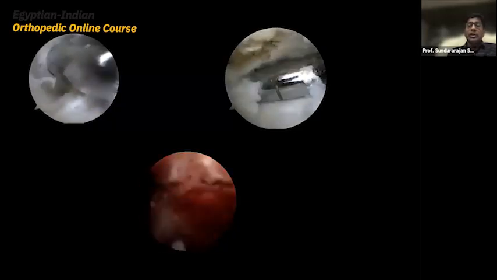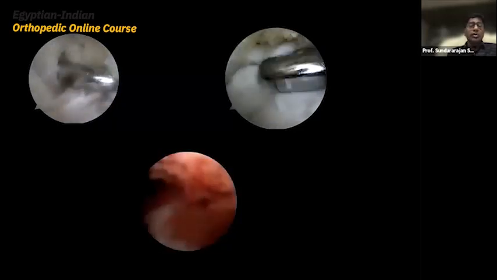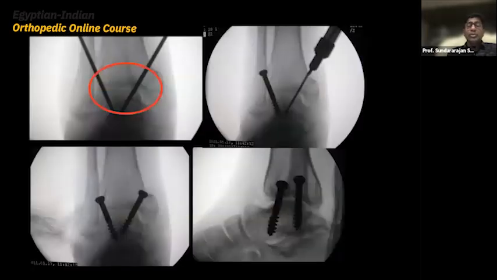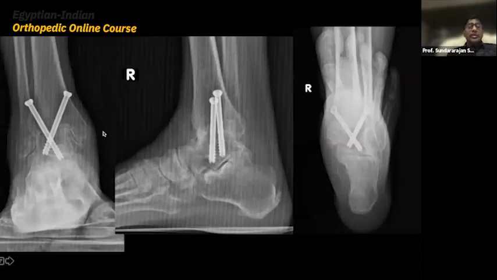We can see that I'm removing all the cartilage using a serrated, aggressive shaver, and using image guidance you just require 2 screws percutaneously. You can apply 1 on the medial side and 1 on the lateral side. Even though the X-ray shows a good space here, later on, if you see the X-ray, there's a complete healing within 4 months. So arthroscopic ankle arthrodesis can be done when there is no gross deformity. You can do an arthroscopic assisted ankle arthrodesis.